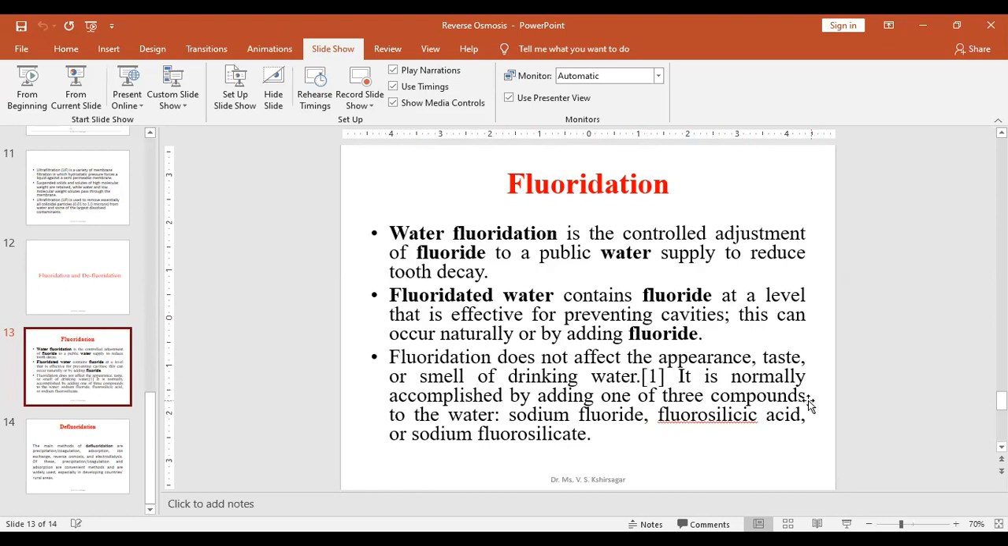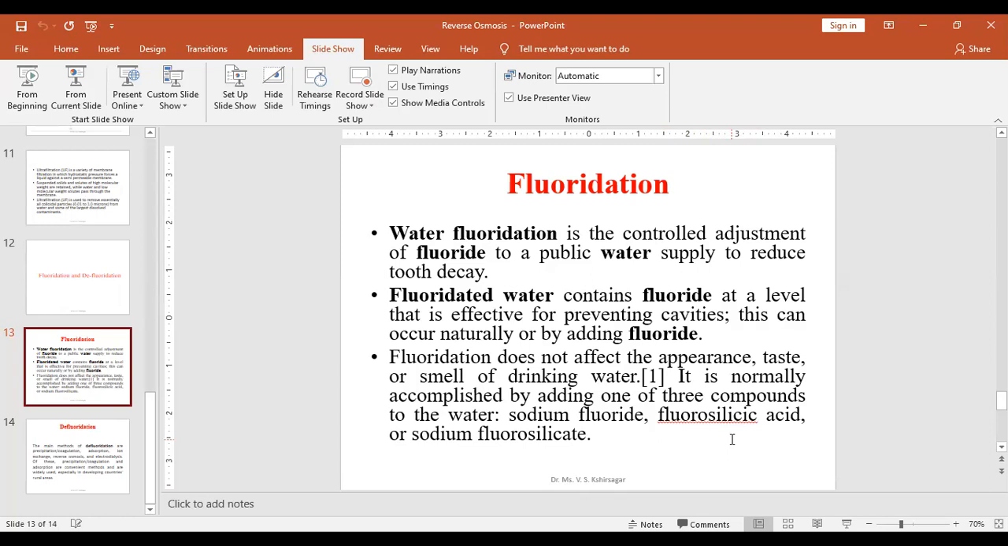This is important. Sometimes we feel that if there is a color, then something is wrong, or if there is a smell, then also we can judge it is wrong. But when an excess amount of fluoride is there or no fluoride is there, it does not affect the color or smell. So we cannot judge the condition of fluoride in water. Okay, it is normally accomplished by adding one of 3 compounds to the water.